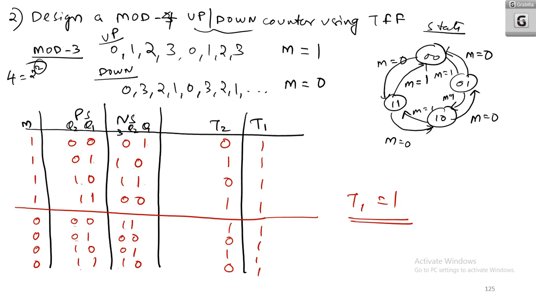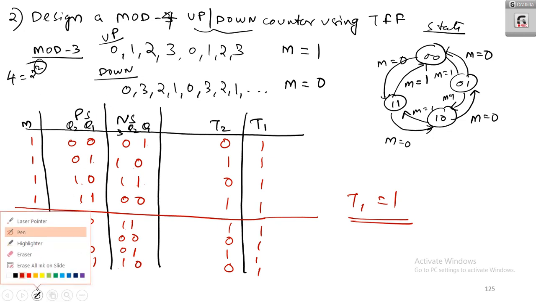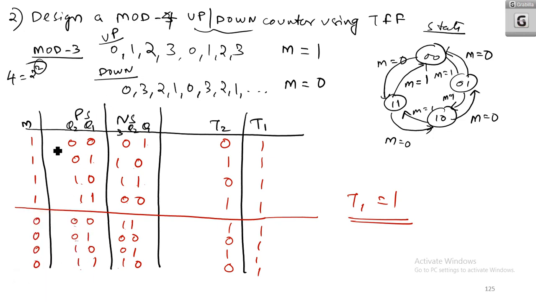Now you need to find the expression for T2. How will you find the expression for T2? I need to take M also into account here, so it becomes 3 bits. So 100 is 4, 101 is 5, 110 is 6, 111 is 7, 000 is 0, 001 is 1, 010 is 2, 011 is 3. So you need to account for M along with Q2, Q1. Then it becomes 3 bits.